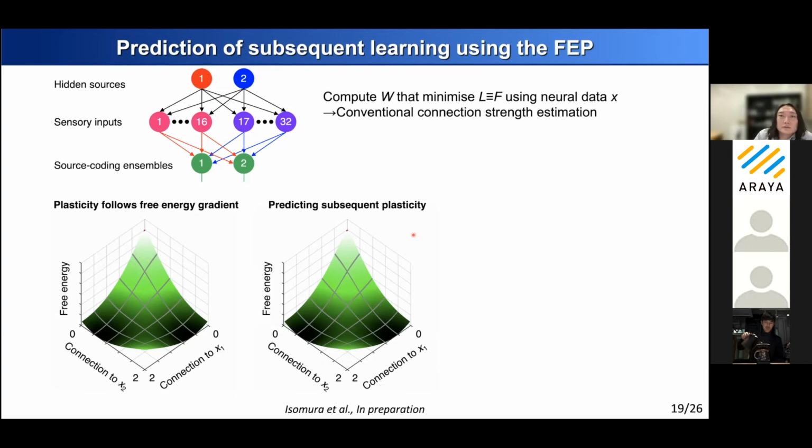the plausibility of a theory. So in our in vitro setup, we have two hidden sources and 32 inputs. And as a consequence of self-organization, we observe two different neuronal ensembles which encode source one and source two. Now, first we compute the connection strength W through cost function minimization using neural activity data X, which corresponds to a conventional connection strength estimation.